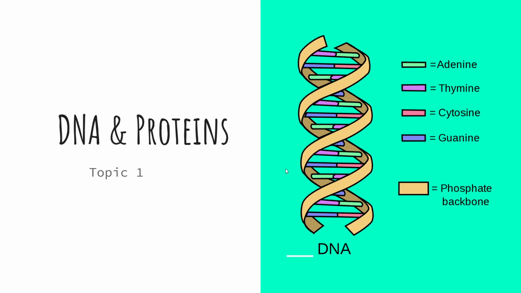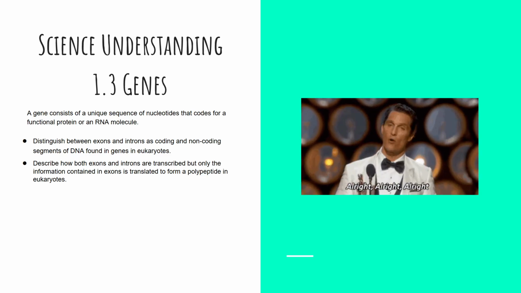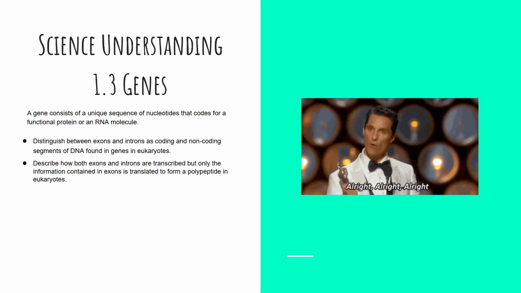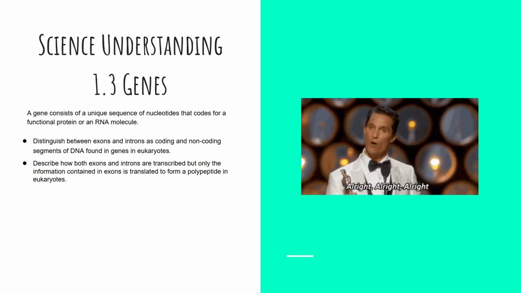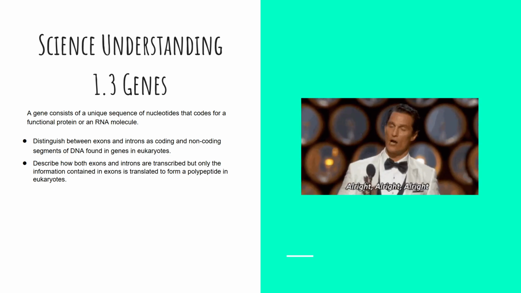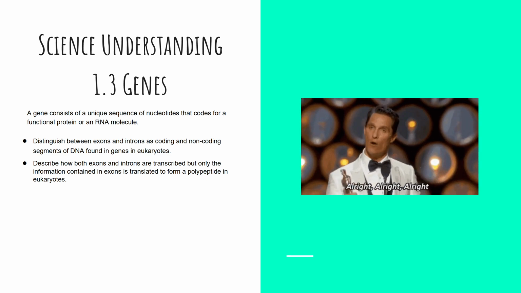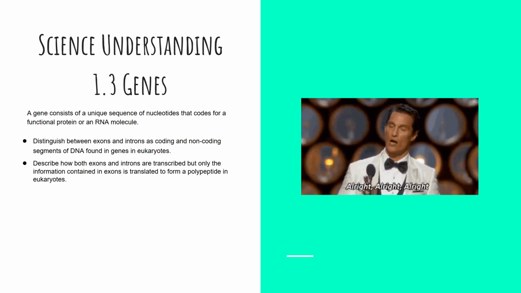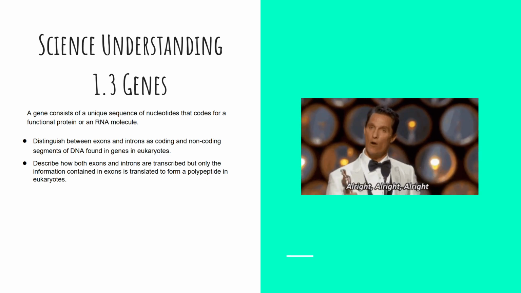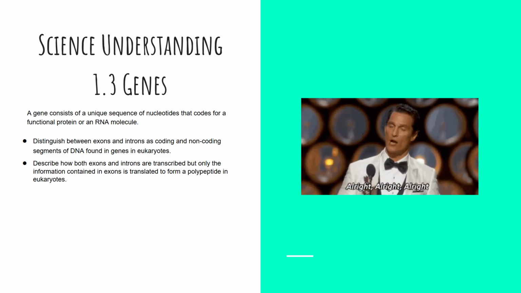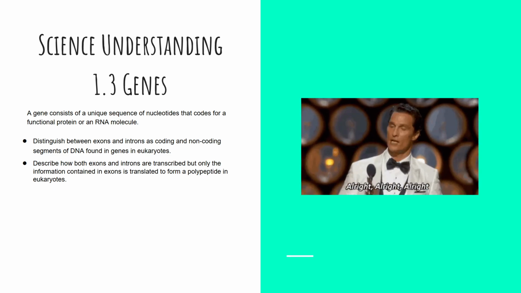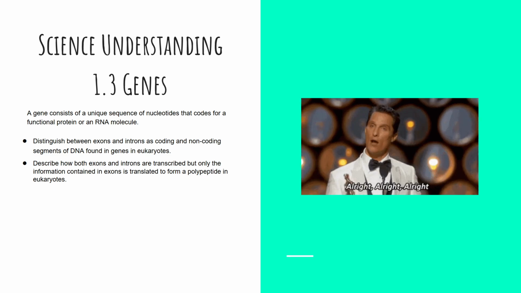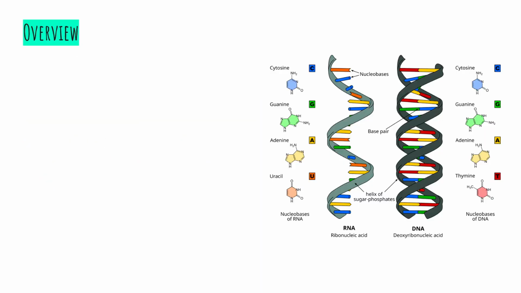Today we are looking at topic 1.3 and that is genes. As always, we have our subject outline that we are linking this to. So by the end of it, we should be able to distinguish between exons and introns as coding and non-coding segments of DNA that is found in the genes in eukaryotes. We should be able to describe how both exons and introns are transcribed, but only the information contained in exons is translated to form a polypeptide in eukaryotes. Notice how both of those are mentioned in eukaryotes. That should be the main focus of this video.